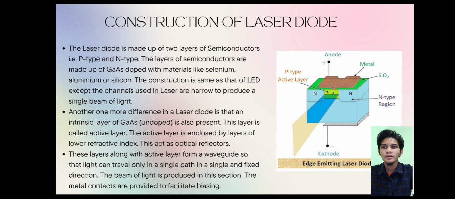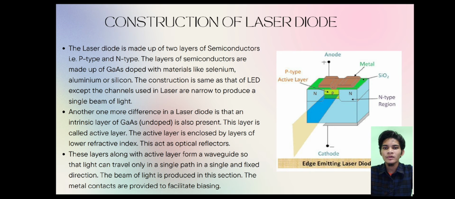Construction of laser diode. The laser diode is made up of two layers of semiconductors, P-type and N-type. The layers of semiconductor are made up of gallium arsenide doped with material like selenium, aluminum, or silicon. The construction is the same as that of an LED except the channel used in a laser is narrow to produce a single beam of light. Another difference in a laser diode is that an intrinsic layer of gallium arsenide, undoped, is also present. This layer is called the active layer.